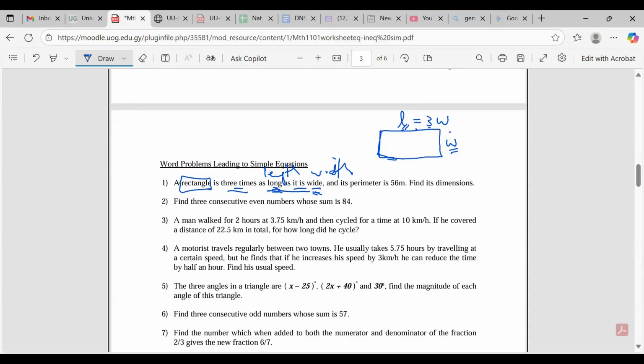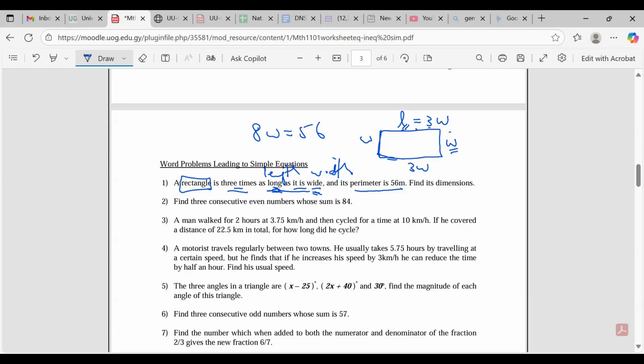Now you're given some more information. They say the perimeter is 56 meters. So could you add this to the model now? Add it to the model. You know that perimeter is the distance around. So down here is 3W, down here is W. So it'll be 3 and 3, 6 and 2, 8W equals 56, right?